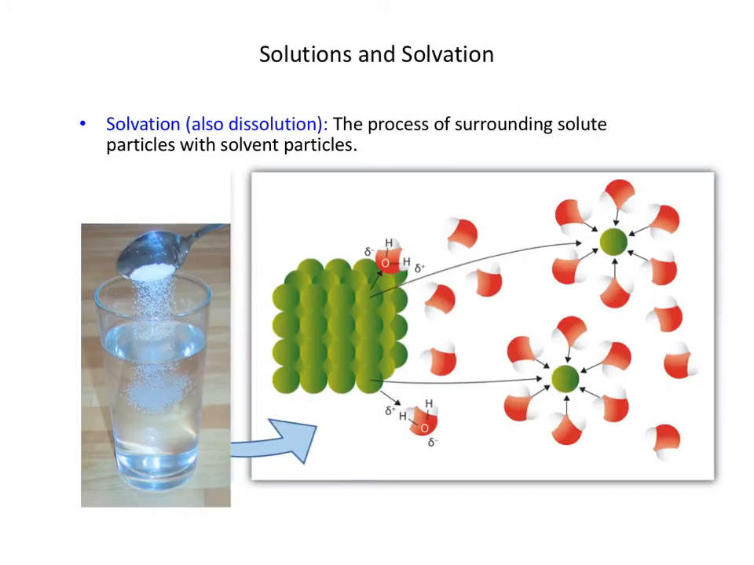So another bit of vocabulary: solvation is the process where the solute particles are surrounded by the solvent particles, and we could also call this dissolution. So when the sugar dissolves in the water, we start with a solid crystalline sugar, and then the water molecules come and surround the solute. If we're having sugar, then these would be the glucose molecules. And so this process of solvation occurs when the solute molecules are surrounded by the solvent molecules.